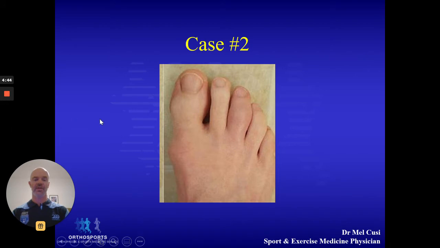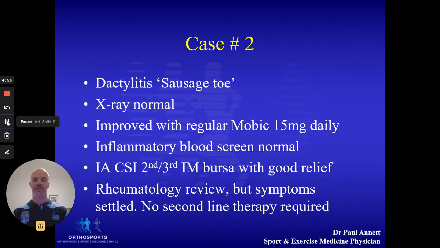This is a photo of his foot, and the main abnormality we can see is the noticeable and generalised swelling of his third toe in comparison to his other toes. This condition has a specific name known as dactylitis, or colloquially known as a sausage toe, as it clearly looks like a sausage.